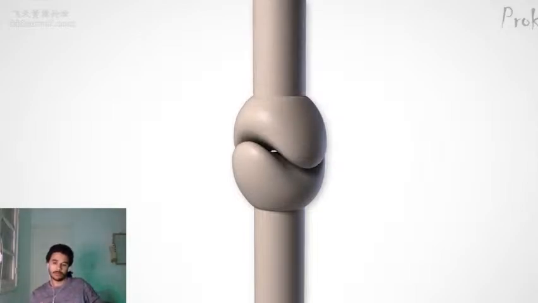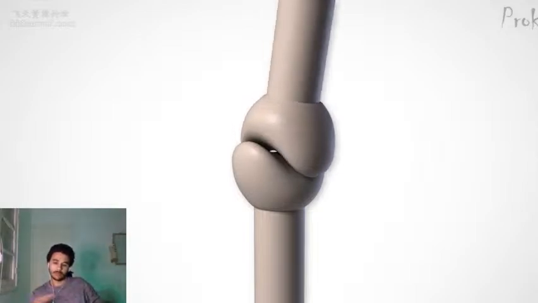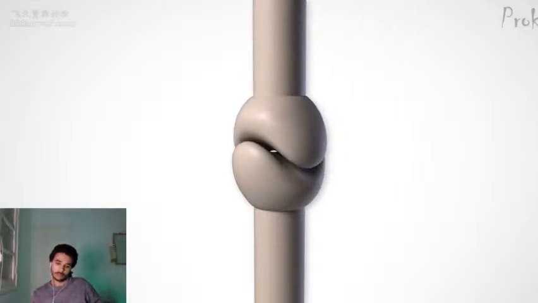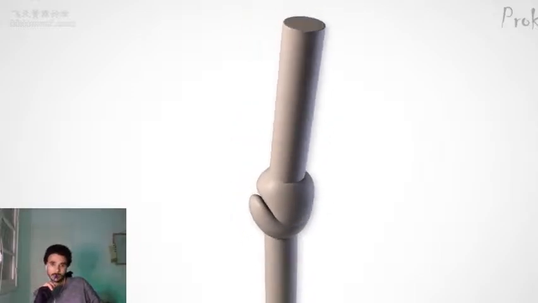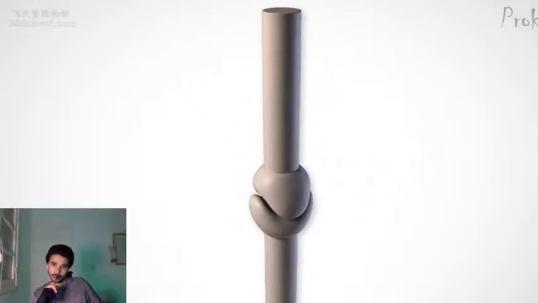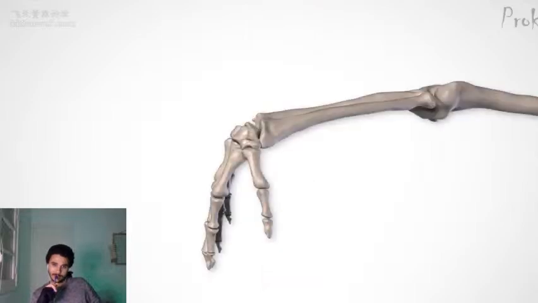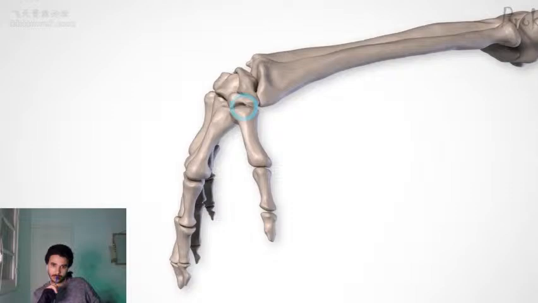Right. So this unique structure allows the joint to flex, extend, abduct, adduct, circumduct, and very slightly rotate. An example of the saddle joint on the body is the carpometacarpal joint of the thumb. Let's see that baby in action.